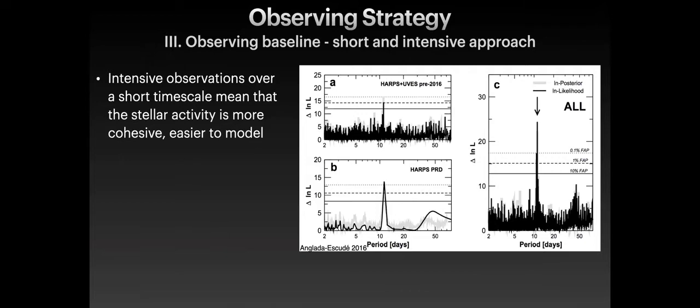And so this approach argues that it can be helpful to take very intensive data sets over relatively short time spans when the activity of the star underneath you is more cohesive and can be modeled with one or two signals, as opposed to trying to combine data from many, many years where the star can be evolving in a number of ways that makes it more challenging to then pull out the single signal of a planet.